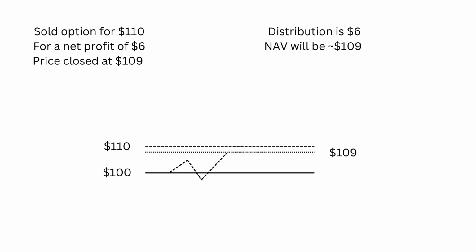In the first scenario, we closed below our strike. We sold it for 110. We got paid $6. The price is 109. My NAV goes to 109, and I receive $6.